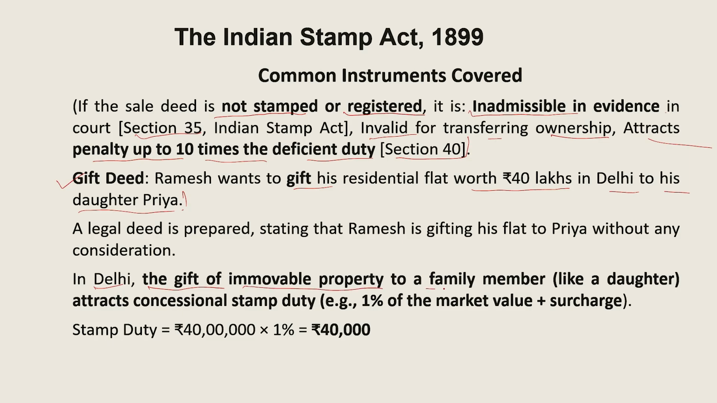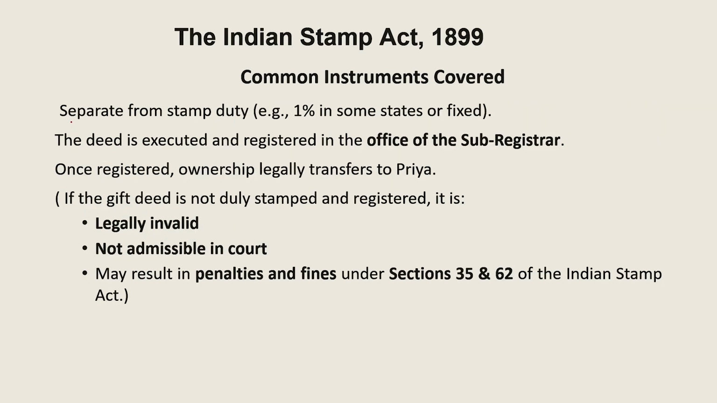Now in Delhi, this gift of immovable property to a family member like a daughter or a son attracts concessional stamp duty. For example, 1% of the market value plus surcharge, so the stamp duty will be 40 lakh multiplied by 1%. So it will be 40,000. Now, separate from stamp duty, for example, 1% in some states is fixed. So the deed is executed and it is registered in the office of the sub-registrar. Once this is registered, then ownership is legally transferred to Priya.